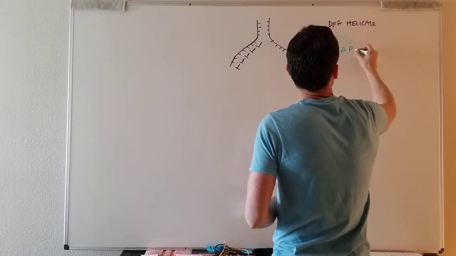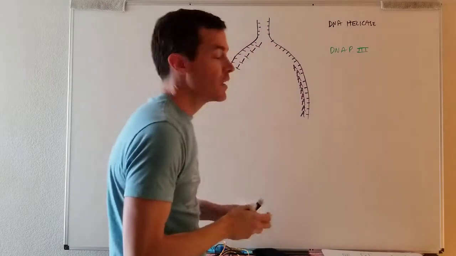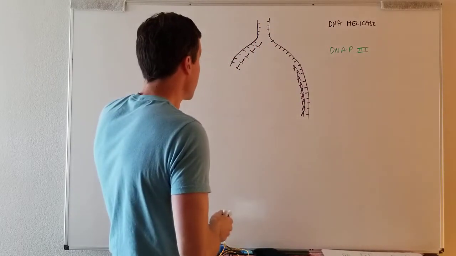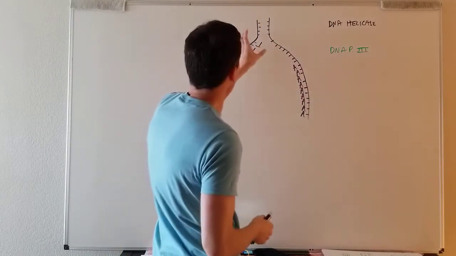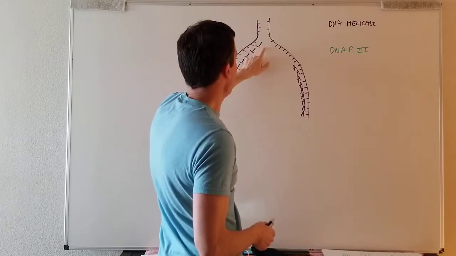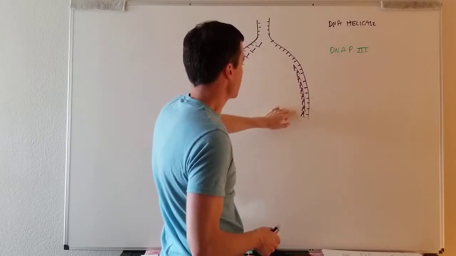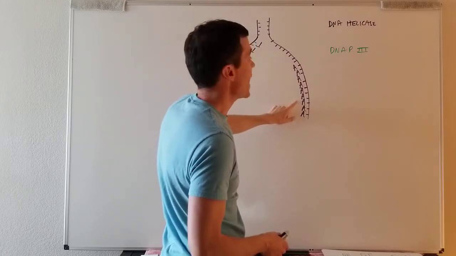DNA polymerase 3 needs to come in. The job of DNA polymerase 3 is it's going to land on this side and start reading, and it's going to say, oh, T's, I'm going to add an A. T, I'm going to add an A. T, I'm going to add an A. Over here, when it sees A's, it's like, I'm going to add a T, I'm going to add a T, I'm going to add a T.